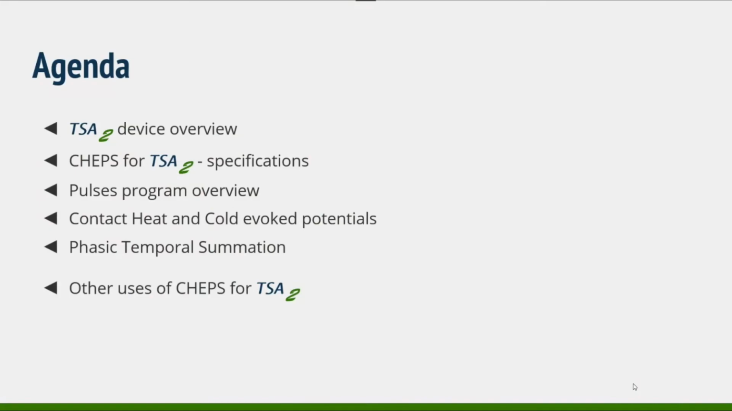Then we will review the CHEPS for TSA and its technical specifications and capabilities. Then we will talk about the software side of the story, the Pulses program. We will overview it, discuss what you can and cannot control, and look at the software a little bit. Then we will talk about the potential applications and uses of the CHEPS for TSA accessory: contact heat and cold evoked potentials, phasic temporal summation, and some other uses of the CHEPS for TSA.